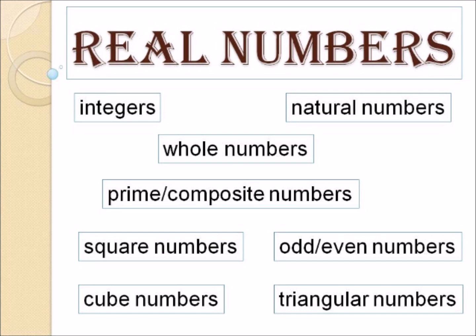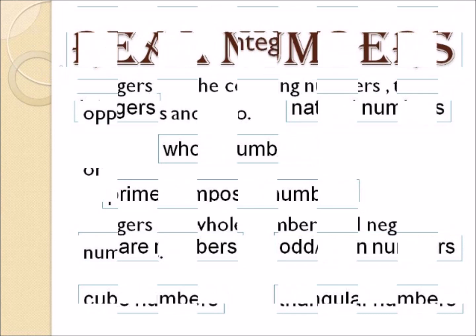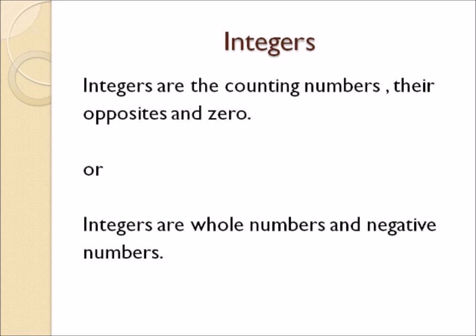These include integers, natural numbers, whole numbers, prime and composite numbers, square numbers, odd and even numbers, cube numbers, triangular numbers. All of these are types of numbers, and these are real numbers that we will be examining today for grade 7 and 8 students for the first week of the Christmas term.